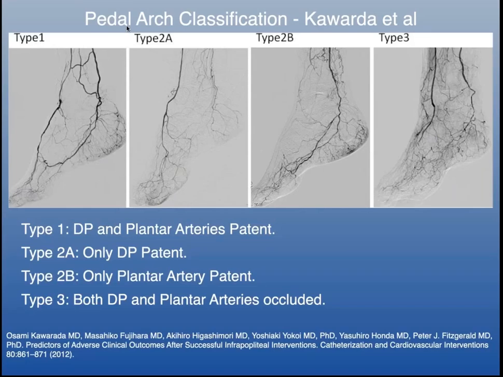Remember that there are classification systems for the pedal arch, and it's not that everybody uses this classification system, but I think it's important to understand it and know that one exists. I actually think this is a good paper by Kawarada, and in this paper they're talking more about wound healing and the status of the pedal loop in terms of what makes a difference for healing rate and speed and so forth. So it's not a bad article to understand. Some people will describe pedal arches by these types, 1, 2A, 2B, 3, mainly because it makes it more descriptive, and they'll say it's a Kawarada type 2B or something, and that's really helpful in some cases.